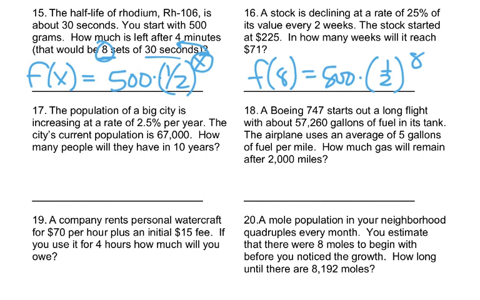So I go 0.5 or 1/2 to the 8th, which gives me 0.00390625, which I times by 500, and I get f of 8 equals 1.953125. So that's how much is left, in grams. So about 2 grams.